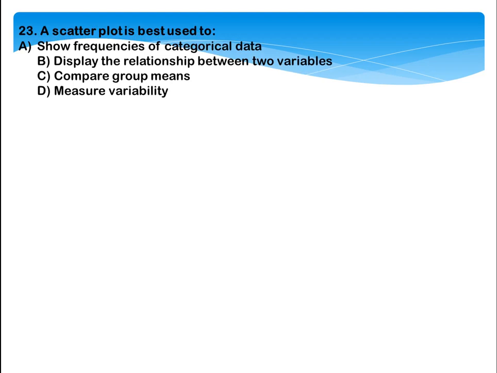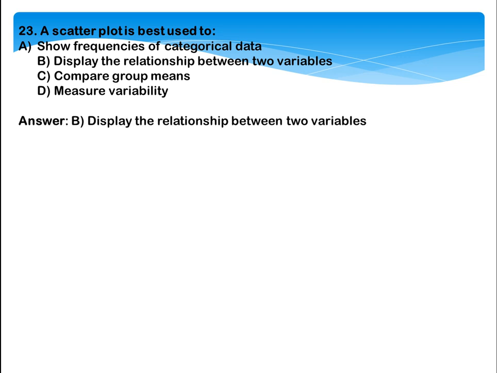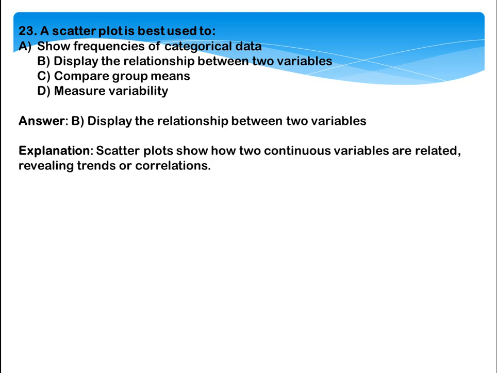23. A scatter plot is best used to: A. Show frequencies of categorical data. B. Display the relationship between two variables. C. Compare group means. D. Measure variability. Answer: B. Display the relationship between two variables. Explanation: Scatter plots show how two continuous variables are related, revealing trends or correlations.